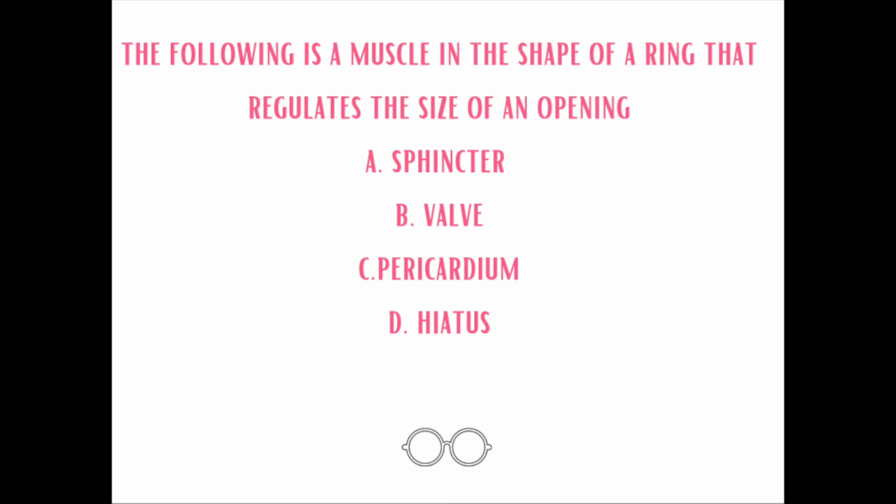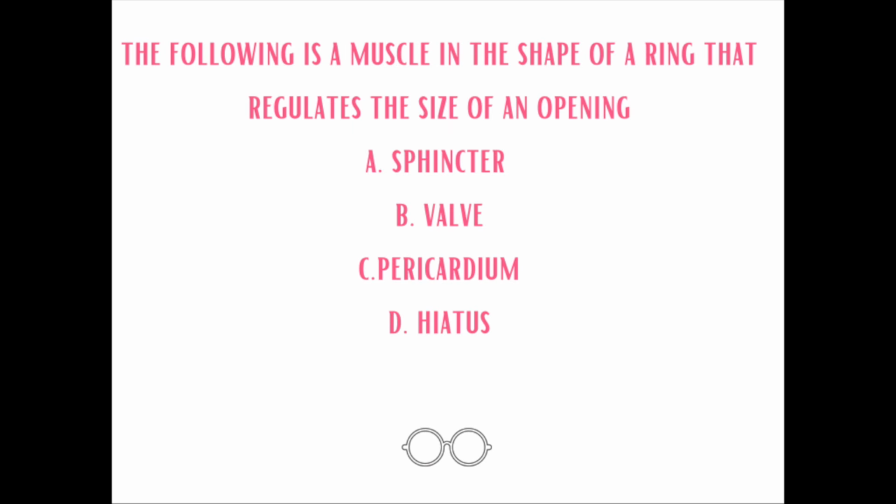Number 25. The following is a muscle in the shape of a ring that regulates the size of an opening. A, the sphincter, B, valve, C, the pericardium, or D, hiatus. Your answer here is sphincter, A.